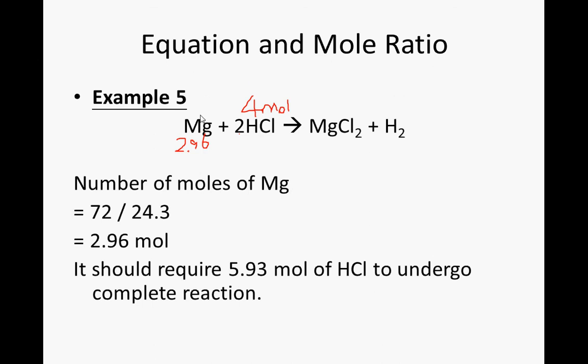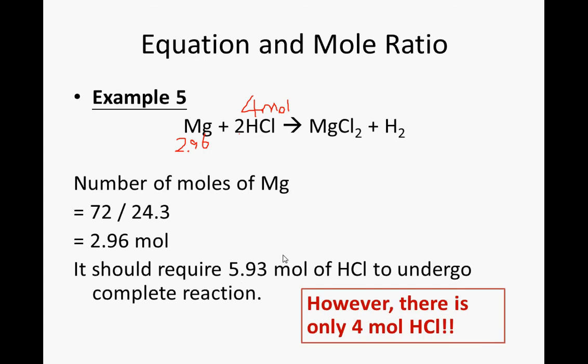Because it's a 1 to 2 ratio, in order to react all Mg, there should be 5.93 mole of HCl. There is some rounding error here, so it should be 5.93 instead of 5.92, but it doesn't matter much. 5.93 mole of HCl in order to undergo complete reaction of Mg. However, there is only 4 mole of HCl. It requires 5.93, but there are only 4 HCl.